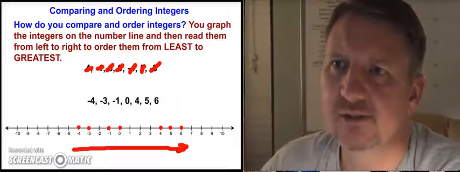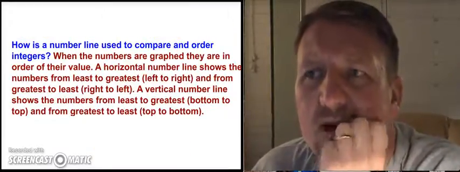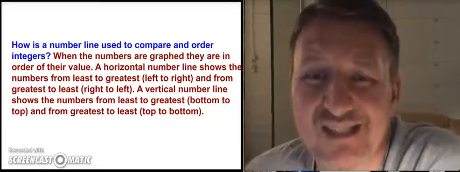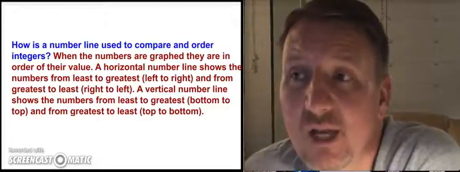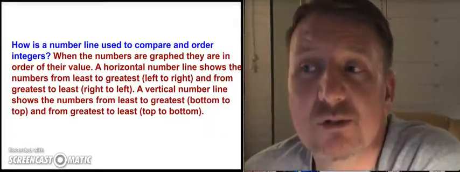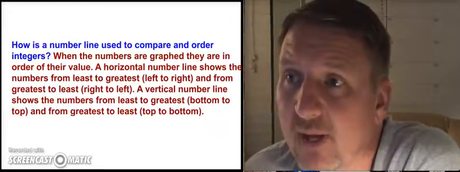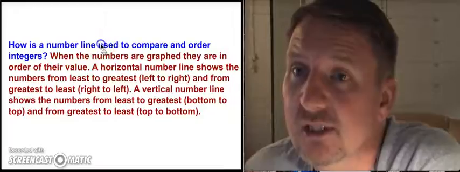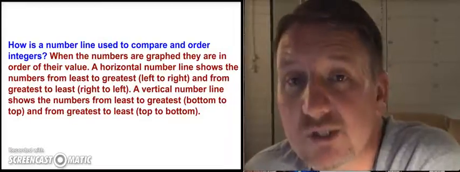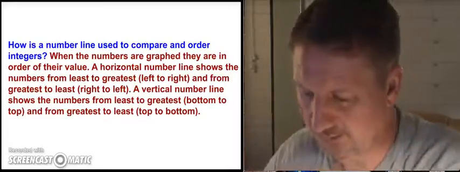Okay. So let's go to this next slide. It says, how is a number line used to compare and order integers? Well, we just did that, so you should know that. When the numbers are graphed on the number line, they are in order of their value. A horizontal number line, the one we just looked at, let me scoot this over just a tad, there we go. A horizontal number line is one that goes like this, to the left and to the right.